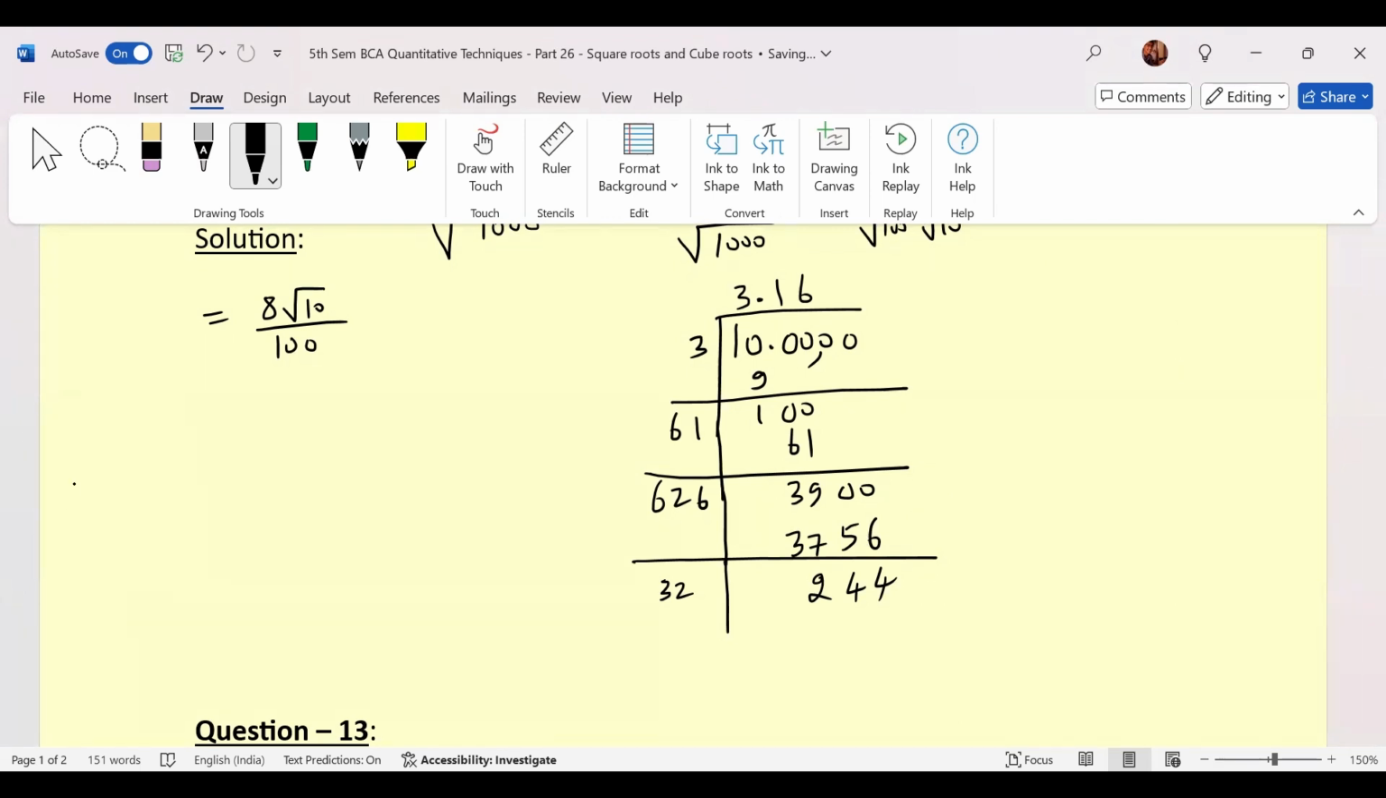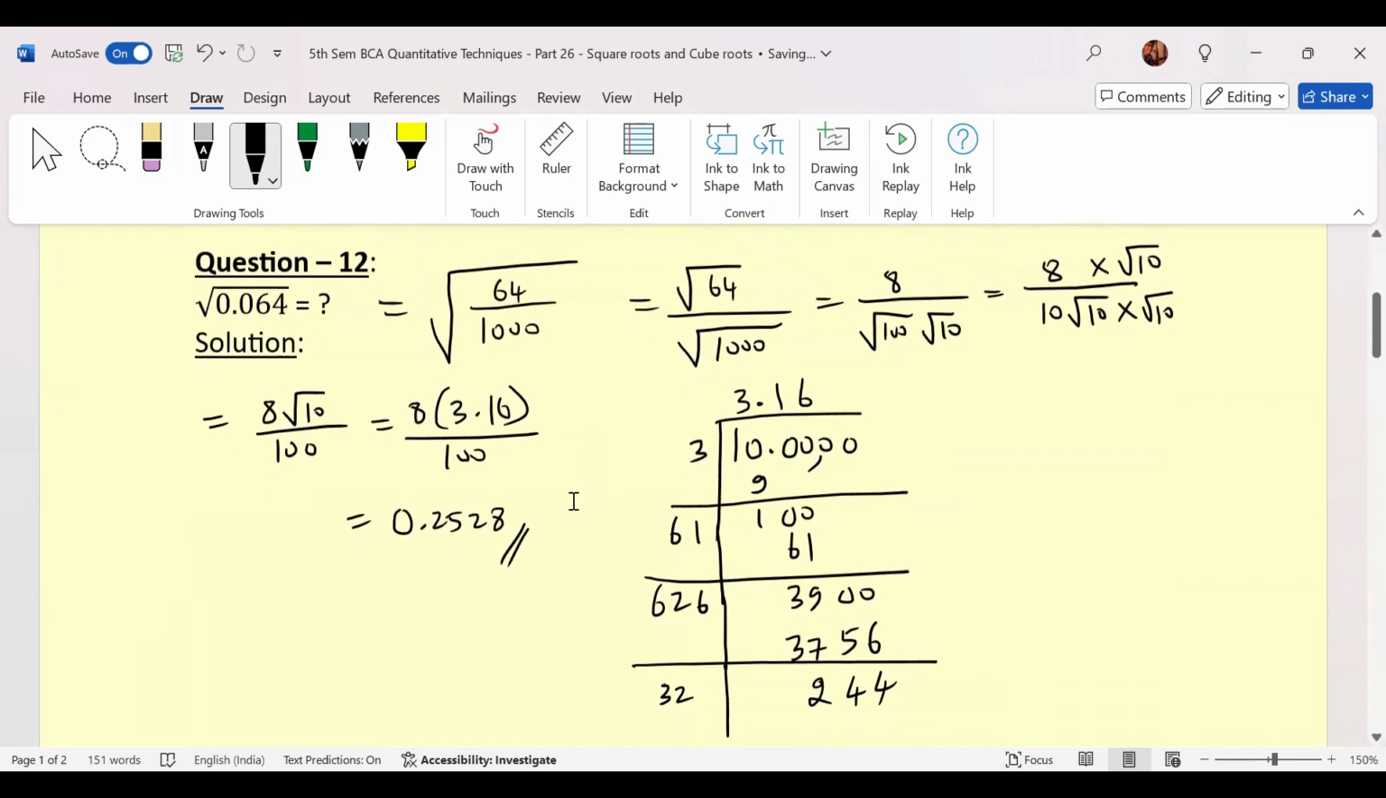So we get this one as 8 into 3.16 divided by 100. If we do this, we get 0.2528. That is the desired square root of 0.064.